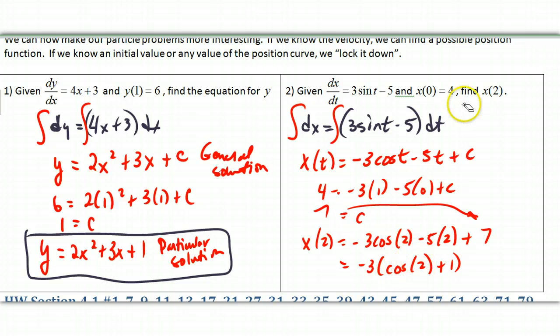So what did we do? We took the antiderivative of both sides, and I had the dx and dt on opposite sides, and then I solved for x of t, and then I went and found my particular solution. Then I could plug in the 2 and found out what x of 2 is.